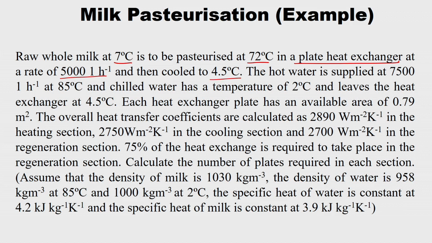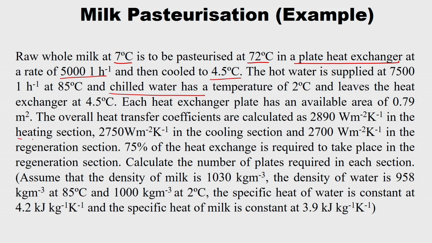The hot water is supplied at 7500 liter per hour at 85 degree centigrade, and chilled water has a temperature of 2 degree and leaves the heat exchanger at 4.5 degree centigrade. Chilled water in the cooling section, temperature and leaving temperature is given. Each heat exchanger plate has an available area of 0.79 meter square. The overall heat transfer coefficients are calculated as 2890 watt per meter squared Kelvin.